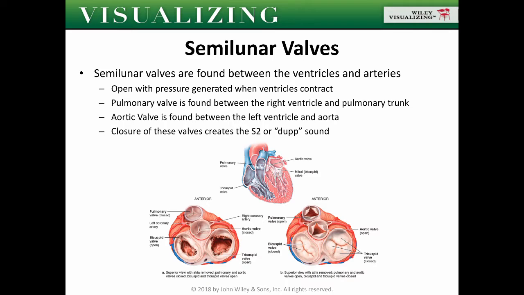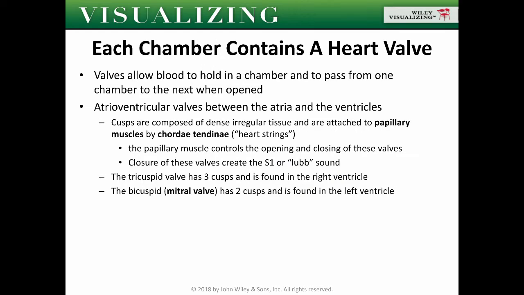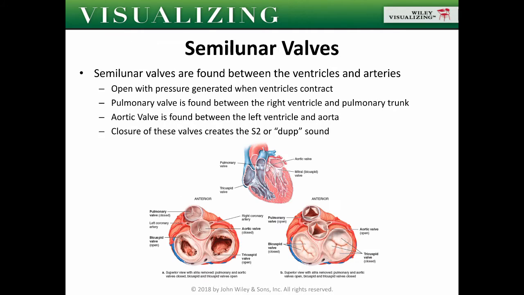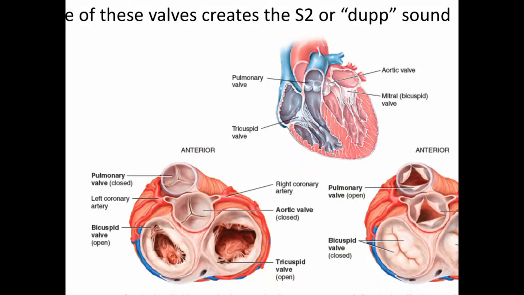So the pulmonary valve is found between the right ventricle and the pulmonary trunk. The aortic valve is found between the left ventricle and the aorta. The closure of these valves creates the S2, or the dub sound. So lub-dub, lub-dub. The lub is for the atrioventricular valves, and we have the dub sound for the semilunar valves.